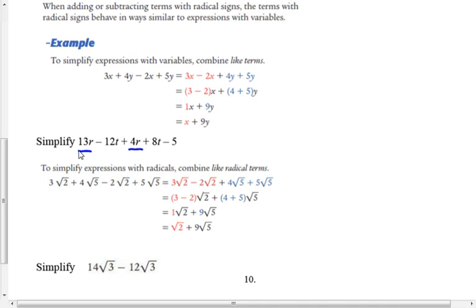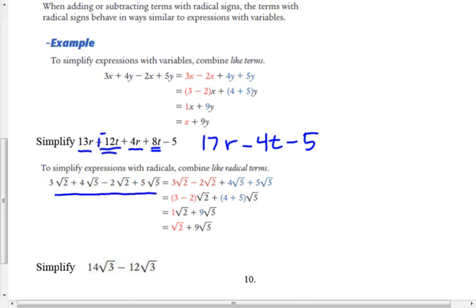So we're just combining the coefficients. That 13 plus 4 is 17r. And then this minus 12t and 8t, remember, that's like a negative 12t plus 8t. Negative 12 plus 8 is negative 4, so we could put negative 4t, or we could just write that as minus t, which is more simplified. And then we have minus 5, which is not a like term, so that just stays there that way.